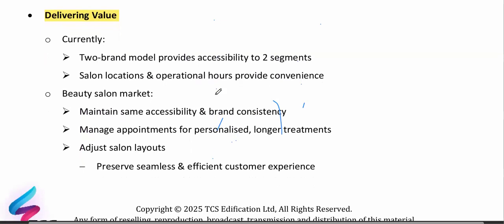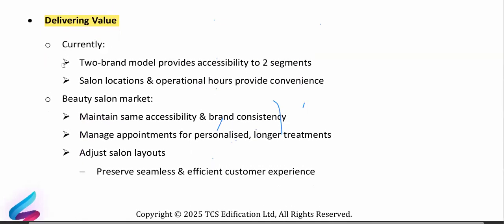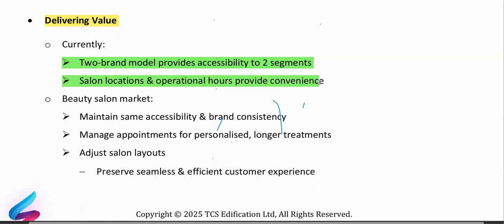So if you look at the pre-scene, we find that currently we have a two brand model because we are able to access two segments thanks to the two brand model, the Sheen and Pop salons. And in terms of delivering value, we have the locations and operational hours of the service to provide convenience. So we pick the real estate decisions to suit the customers, the locations, as well as the operational hours. So before they go for work, after they finish work, or while they are shopping, they are able to access our services.